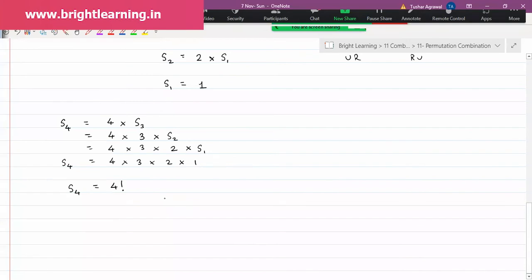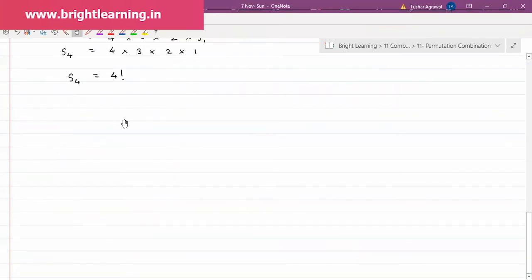So this is something like first, second, third, fourth. At the first position, there are 4 choices. At the second position, there are 3 choices. Why are there 3 choices? Because one letter has already been occupied. Here, in 4, 3, 2, 1, the important condition, the hidden condition, is without repetition.